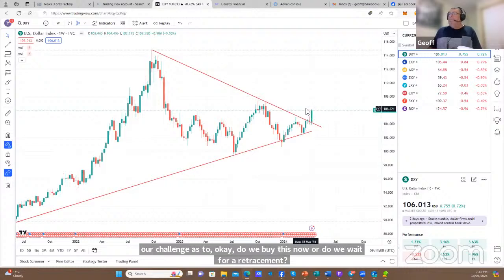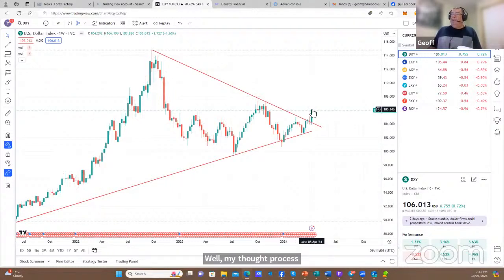Well, my thought process is let's get away from this high in case there's a fake out, and then look for something a little bit further above that level if we're thinking dollar strength is going to continue. Well, let's find out what's the best currency to trade, if you like, against the US dollar. Is it going to be the euro?